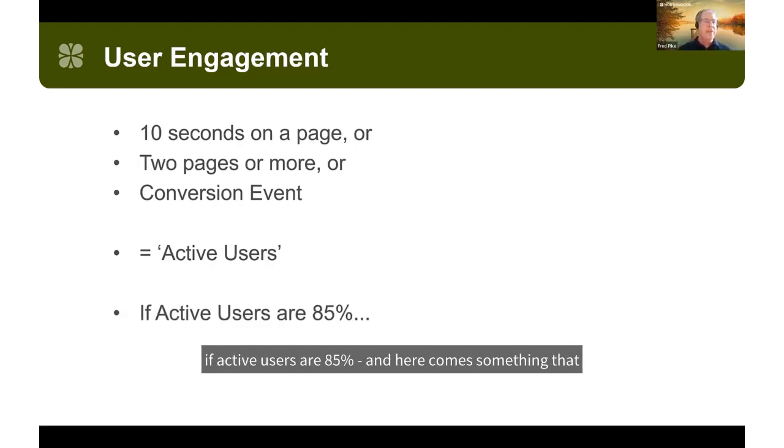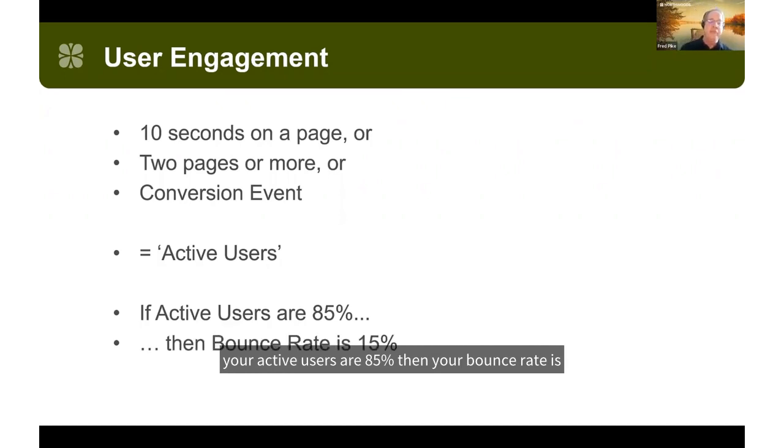So if active users are 85%, and here comes something that people have been wondering about for a while since GA4 was introduced, what happened to the bounce rate? The bounce rate was removed from GA4 until recently, and now it came back as the inverse of active users. So if your active users are 85%, then your bounce rate is 15%. And that's a very different definition than what we had in GA3. So again, if you're trying to compare things between your old and the new, in a lot of ways, they aren't comparable.